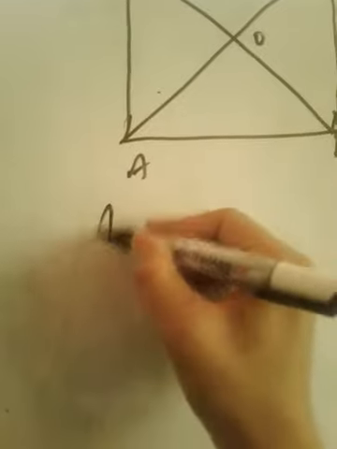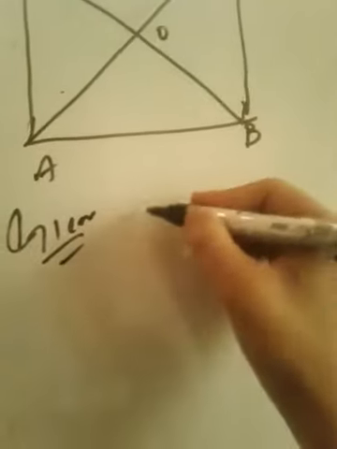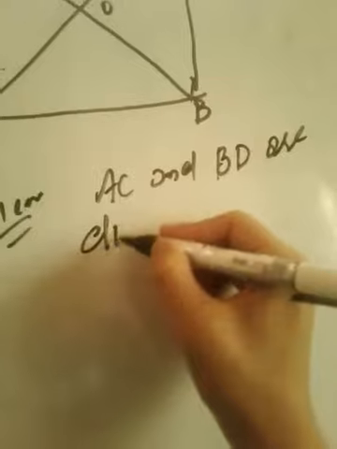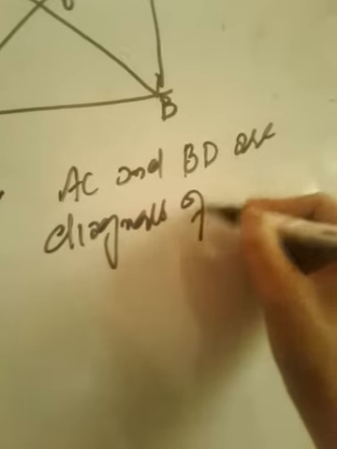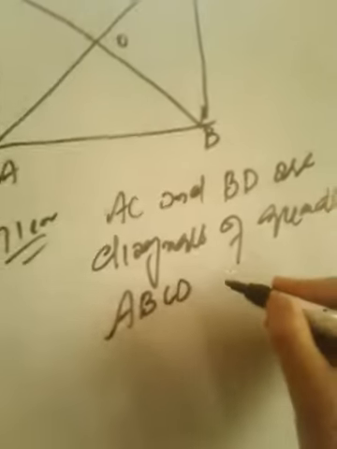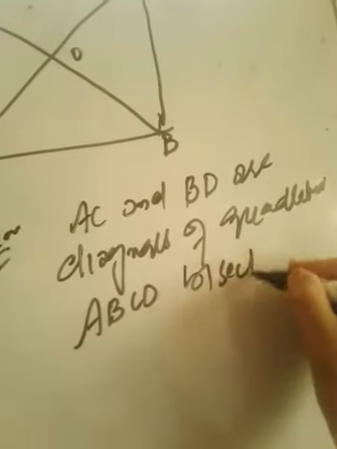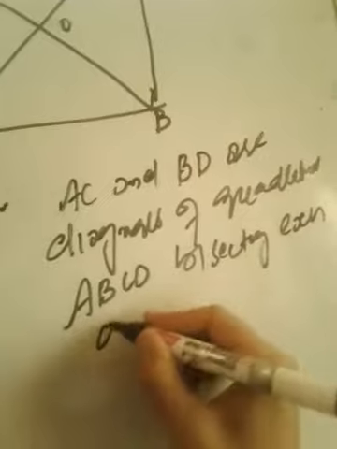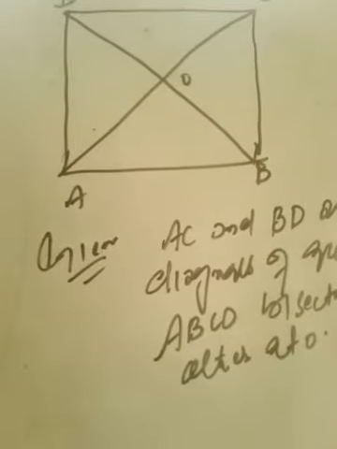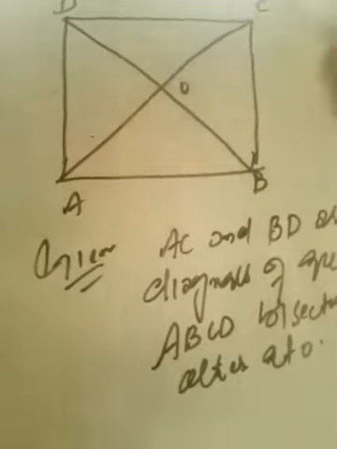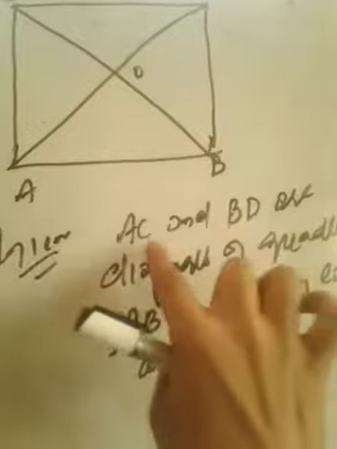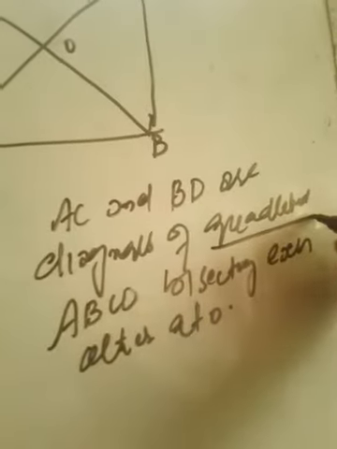Have a look. First of all, we will write the given. AC and BD are diagonals of quadrilateral ABCD bisecting each other at O. If you remember yesterday's lecture, AC and BD were the diagonals of a parallelogram intersecting each other at O. Here, AC and BD are diagonals of a quadrilateral.